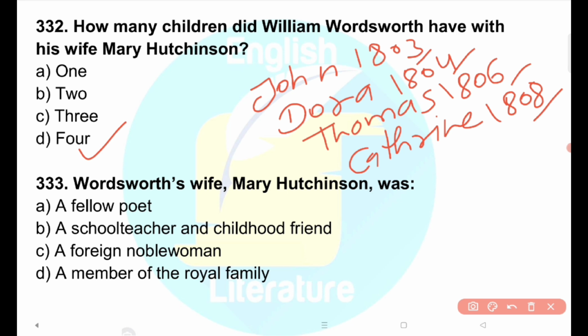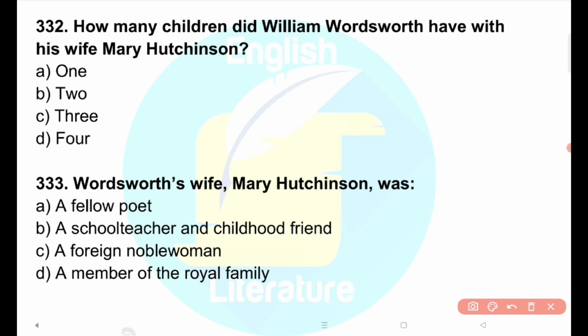That's good. Wordsworth's wife Mary Hutchinson was... Option B, a school teacher and childhood friend. Mary and Wordsworth knew each other since childhood, and she had worked as a school teacher before marriage.